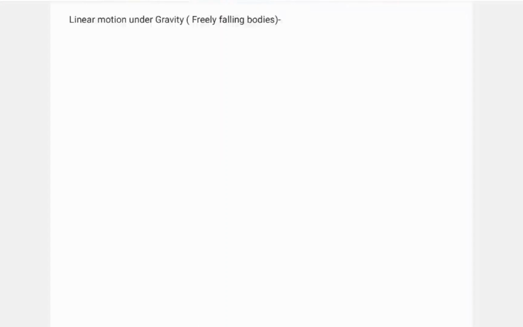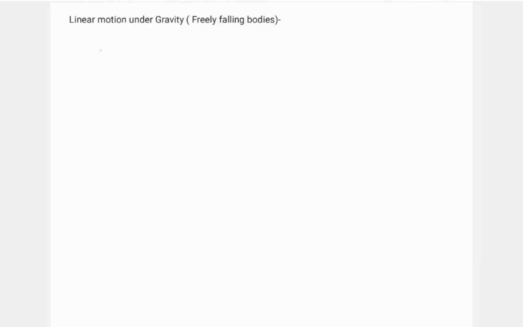Okay, in today's lecture, we are going to discuss linear motion under gravity, or we can say freely falling bodies. It's a very easy topic. To solve the numericals of linear motion under gravity, we are going to use the same three equations that we have discussed in straight line motion.